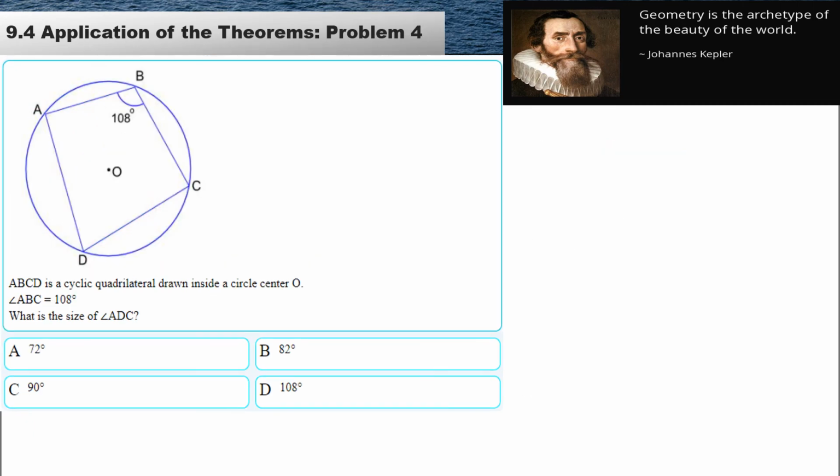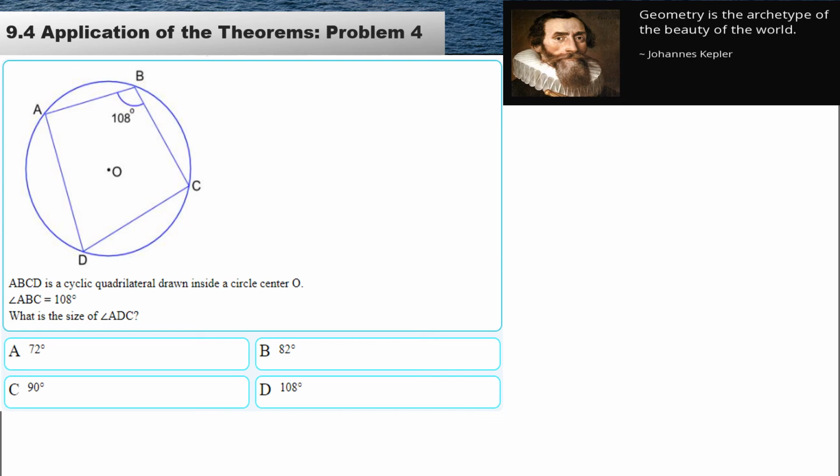And finally, we have problem 4. ABCD is a cyclic quadrilateral drawn inside a circle center O. Angle ABC is 108 degrees. What is the size of angle ADC? All right, so angle ADC is this one right here.